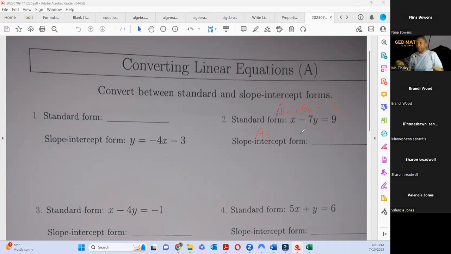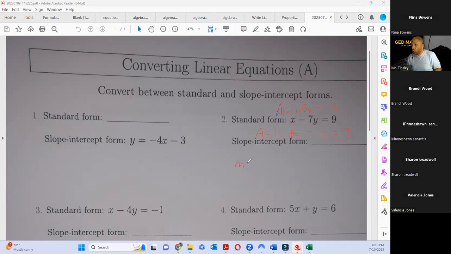First of all, identify this as standard form. AX plus BY equals C. Remember, look at that equation. A is whatever is in front of the X. What number is in front of the X? 1. What number is in front of the Y? Negative 7. And then the constant on the other side of the equal sign, C is what? 9. That's the first step. Just identify your A, B, and C. Don't jump ahead until you've got this down.